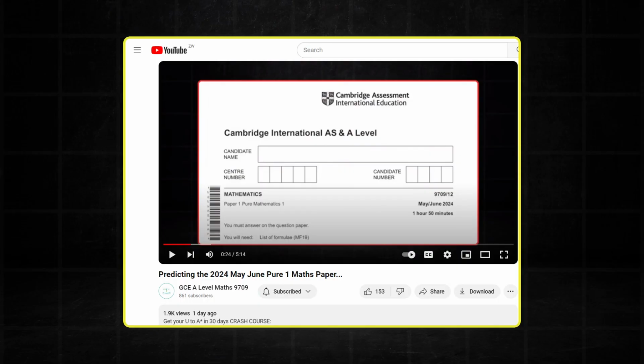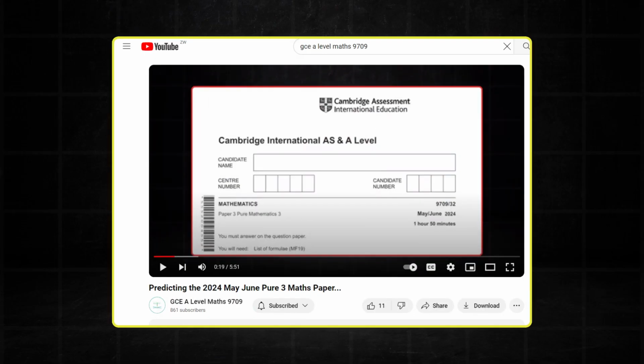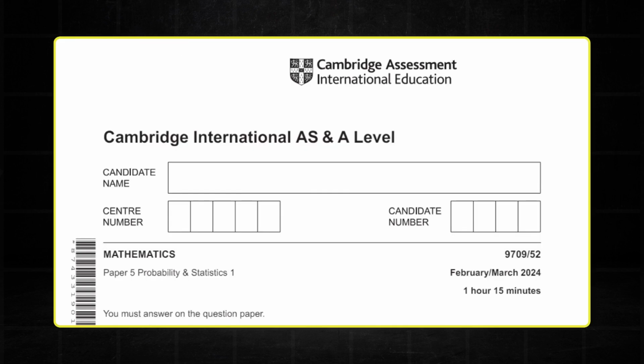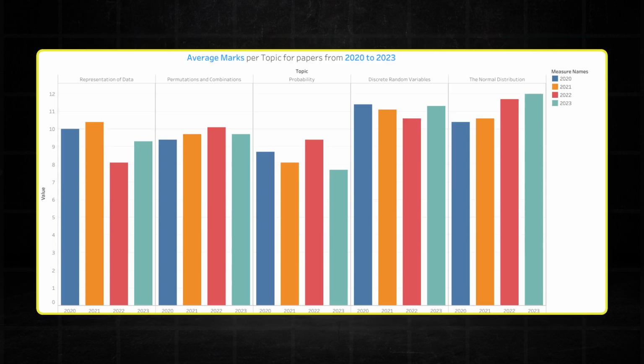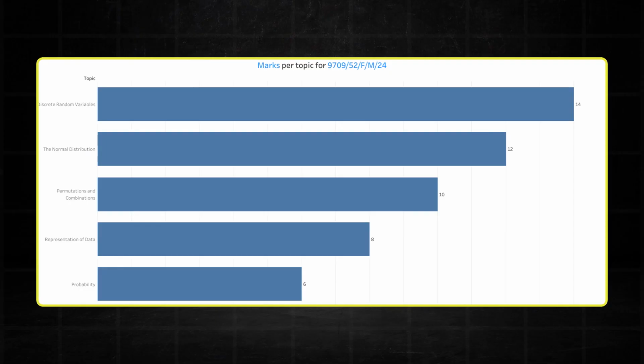If you haven't watched the predictions for the P01 paper and the P03 paper, make sure to watch those first before you watch this one. We're going to start by analyzing the mark distributions in the February-March paper, compare these to previous years, and we're going to use the trends to help us predict the mark distributions for the May-June papers. Make sure to watch till the end so that you know which topics to look out for in the May-June series. So here's the mark distribution for the February-March paper.